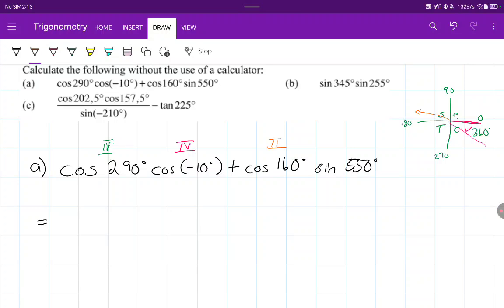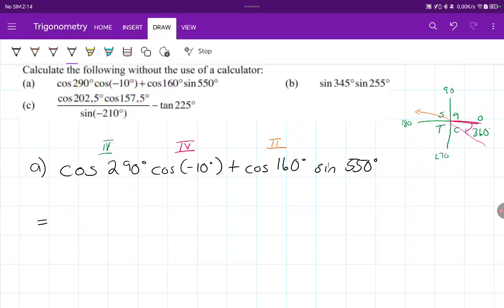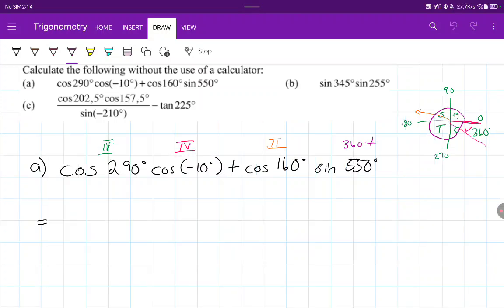And cos of 550. Now on this one, you need to basically go around and say, okay, one full circle is 360 degrees, so in essence you're going to have to use your calculator and say 550 minus 360, and that gives us 190. Okay, and once we've done that, 190 is more than 180, so that means it's over here in the 3rd quadrant. So this is quadrant 3.